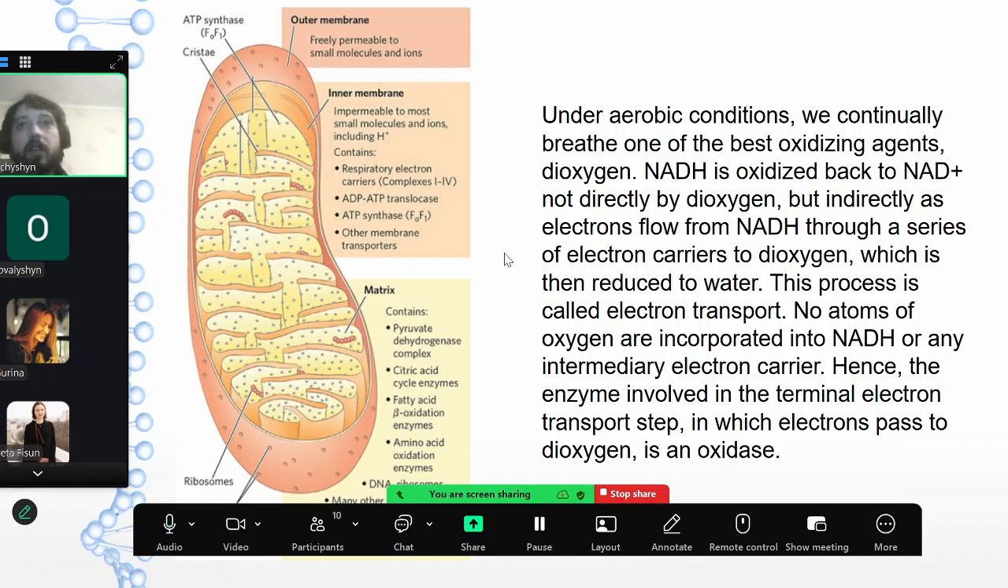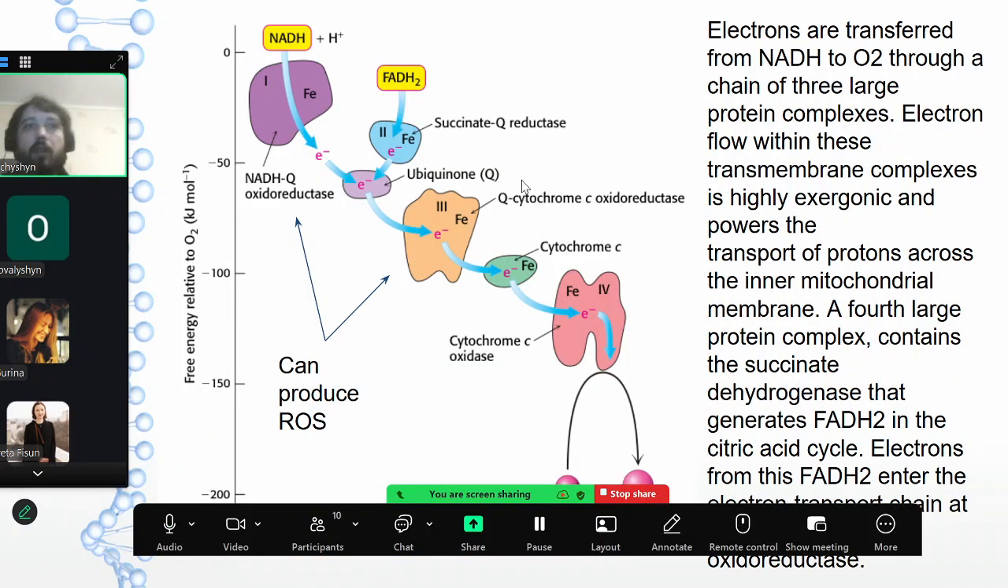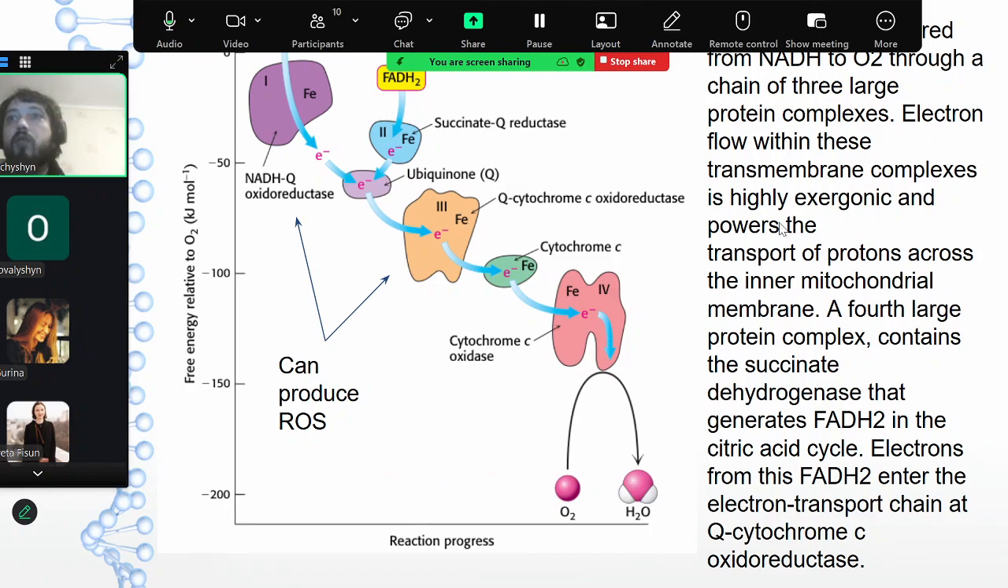and we will see that when it performs its work, it's pumping protons into the intermembrane space of the mitochondria. So basically here is some sort of energy diagram. Electrons are transferred from NADH to oxygen through a chain of three large protein complexes. So they flow within these transmembrane complexes. This flow is highly exergonic, and it powers the transport of protons across the inner mitochondrial membrane.